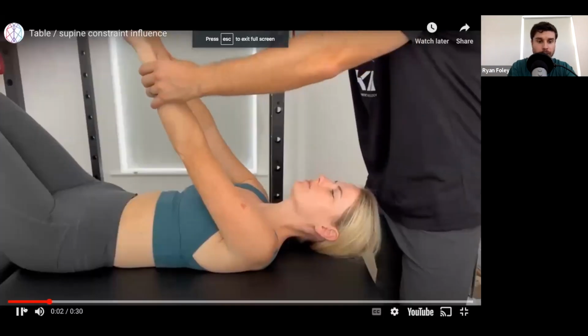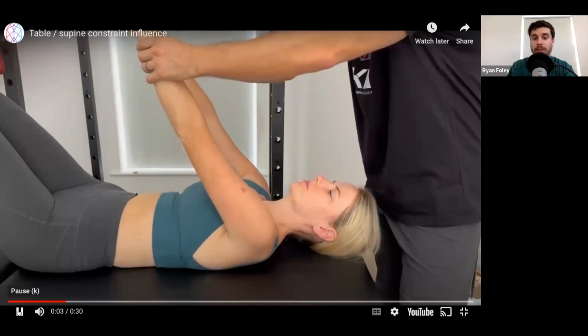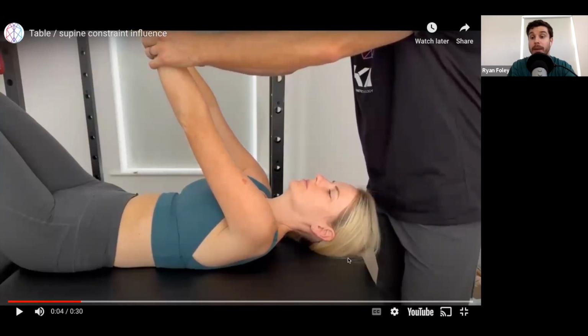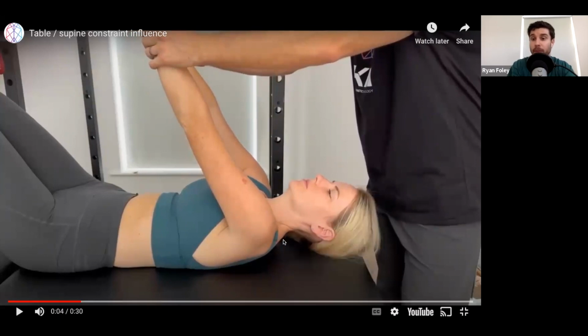So in a supine position, the treatment table will actually provide a constraint in terms of how much motion we can actually facilitate at the cervical spine. So if I have Rachel reach the arms towards the ceiling here, we're actually facilitating some thoracic flexion. You can see, because the head is staying in contact with the treatment table, what kind of behavior is facilitated at the cervical spine. So we're going to get a little bit more flexion at the upper thoracic spine, a little bit more flexion at the lower cervicals, and a bit more extension at the upper cervicals.